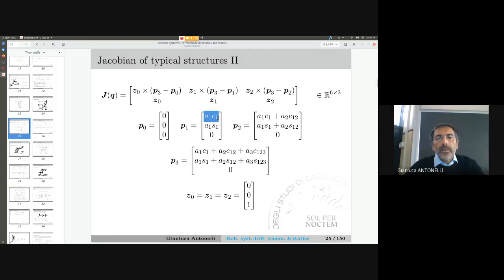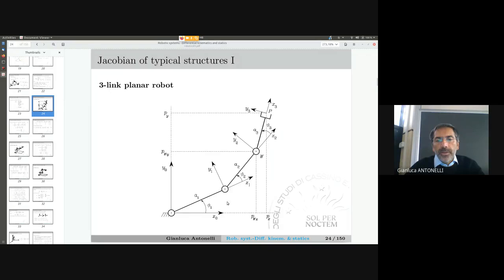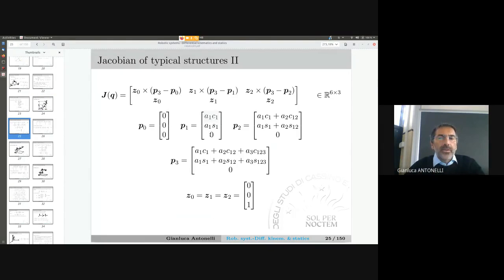Okay, so this is a1 cosine theta 1. The X component, simply the projection of this point here, okay? Very easy to read now, but for a generic structure, of course, it's not. And due to this very specific robot, all the Z unit vectors are aligned with the Z of the zero frame, so 0, 0, 1. I just put those expressions symbolically now, but we always do it numerically in a computer. Symbolic because this is a simple structure and I'm studying.